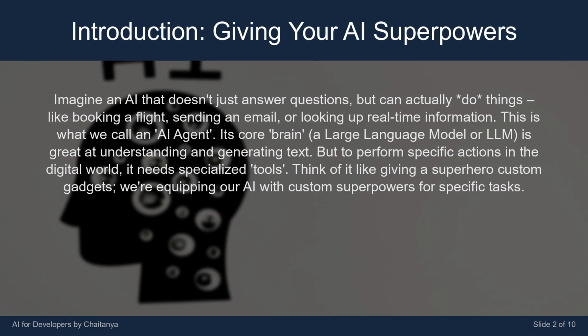Its core brain, a large language model or LLM, is great at understanding and generating text, but to perform specific actions in the digital world, it needs specialized tools. Think of it like giving a superhero custom gadgets. We're equipping our AI with custom superpowers for specific tasks.